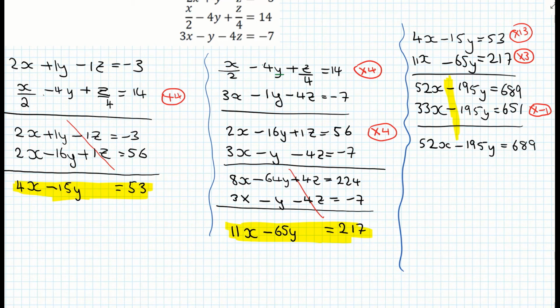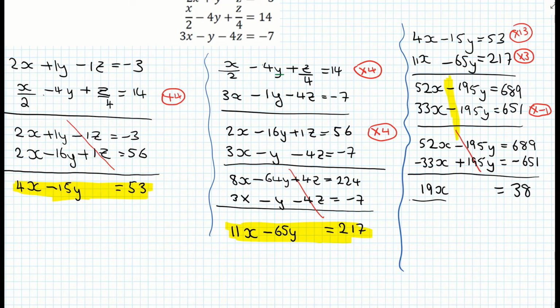And I multiply the bottom line by minus 1. So 33 by a minus gives me negative 33x. Minus 195 by minus gives me a positive 195. Minus by minus is plus. And 651 multiplied by a negative is negative 651. Now you have the y's both 195, one negative, one positive. So minus 195 plus 195 is 0. 52 take away 33 is giving me 19x. And 689 minus 651 is giving me 38.